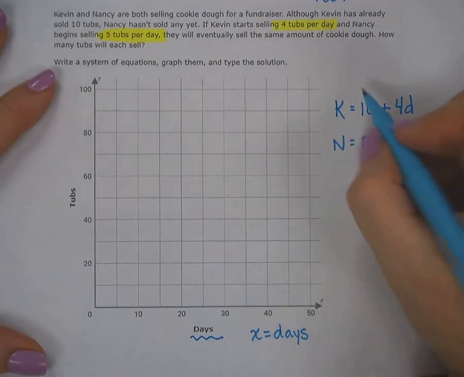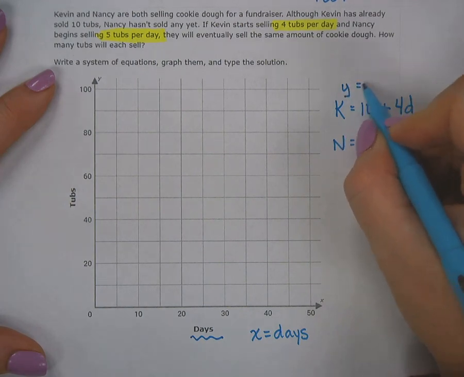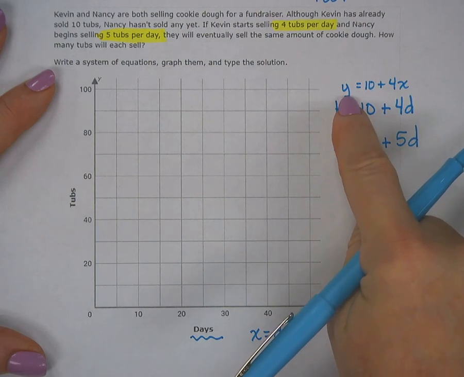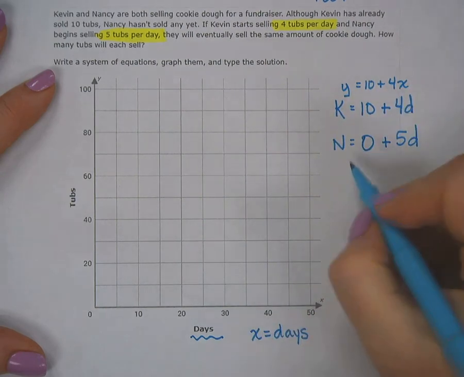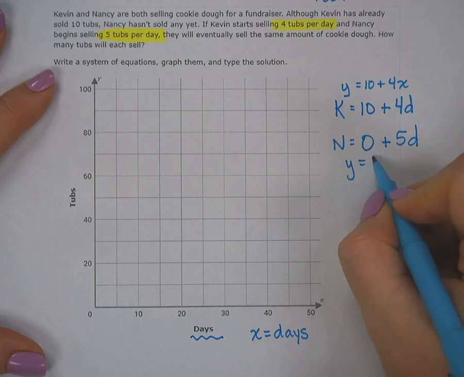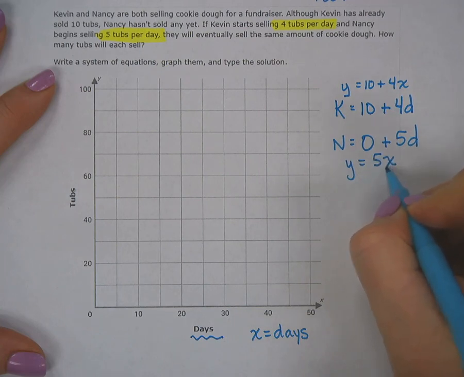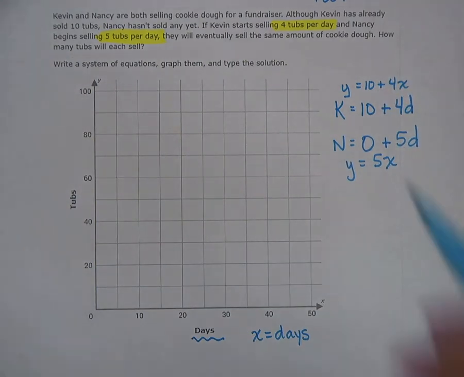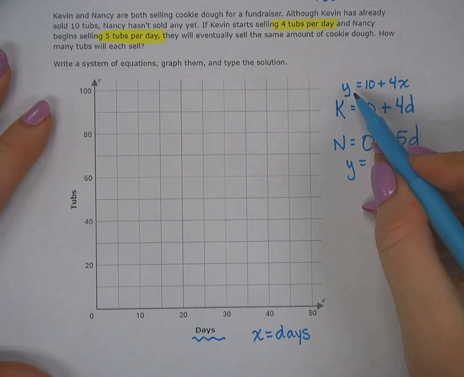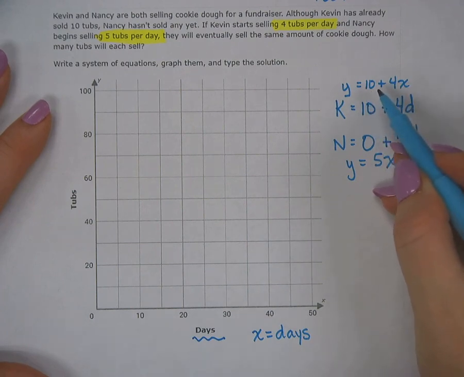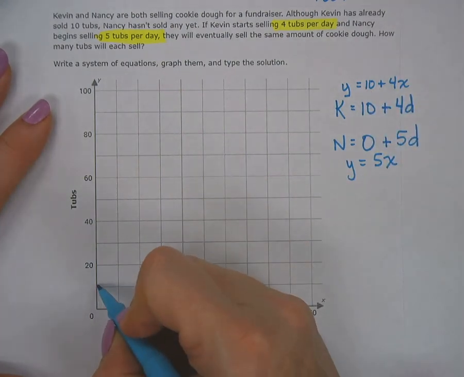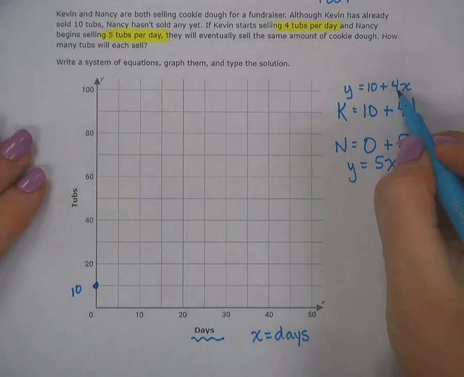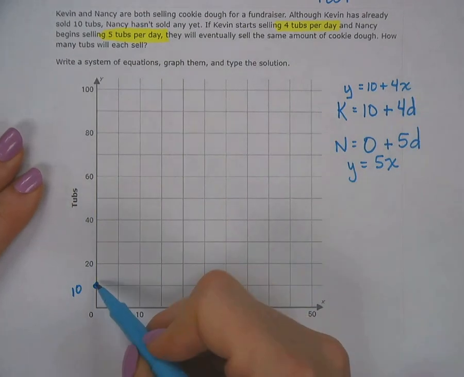Okay, so to make this look a little bit more like the equations we've been dealing with, we're going to change our K to a Y and our D to an X. So you can see that these are in slope-intercept form. To solve the system, we need to graph both lines at the same time. So the first line has a y-intercept of 10. So I'm going to go over here and start this at 10. And now we are rising 4 and running 1.